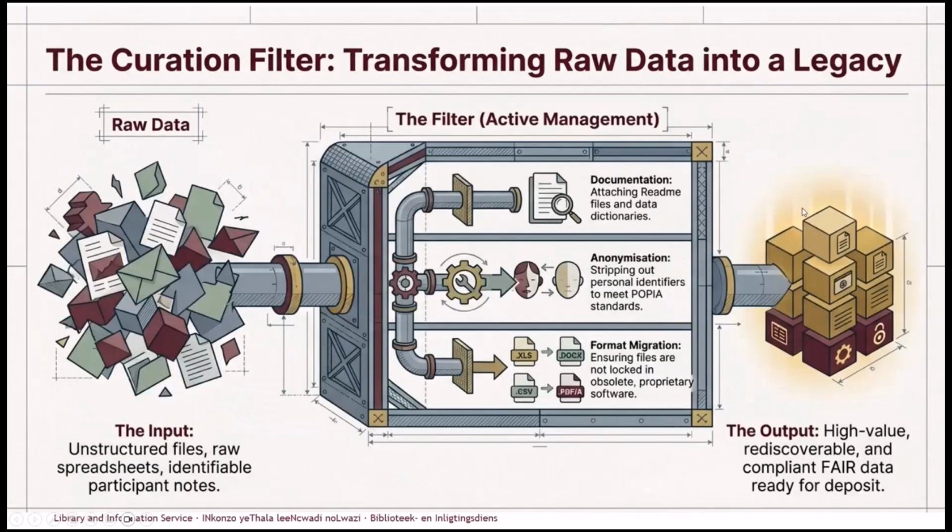Okay, so basically, once you've finished working and processing the data, the raw data, the unstructured files, raw spreadsheets, identifiable participant notes, what we eventually want to make publicly available, that which can be made available, is the processed, high-value, rediscoverable, and compliant FAIR data that is ready for deposit on a research data repository.